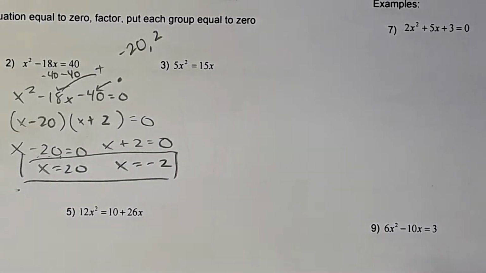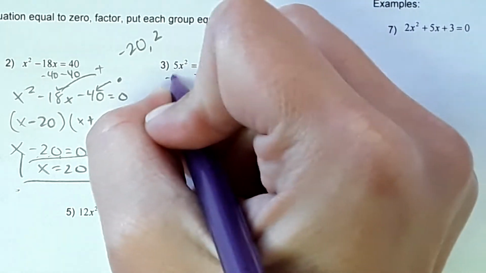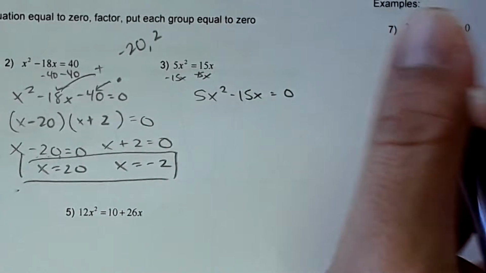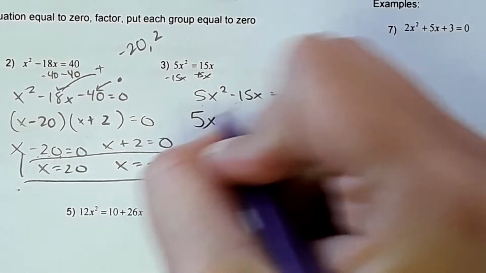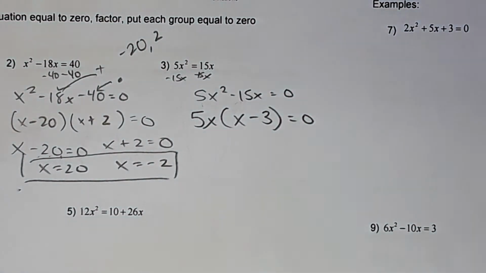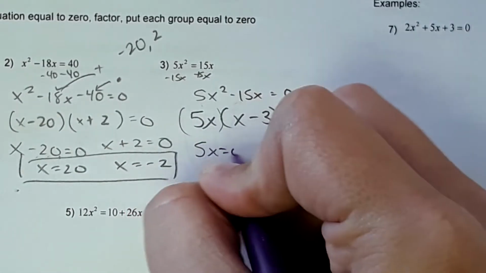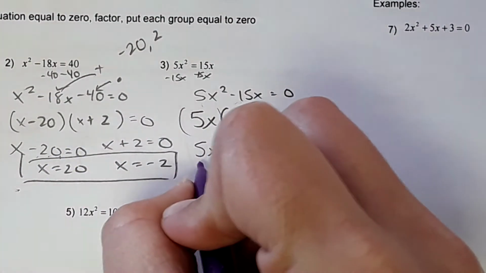Okay, so number 3, getting this equal to 0, we just put 15x on the other side. So 5x squared minus 15x equals 0. For this one, I notice I can pull a common factor out of both these terms. I can pull 5x out of both. So 5x, then you get x minus 3 equals 0. And now you can set each of these equal to 0. So pretend this has like parentheses on it. 5x equals 0, x minus 3 equals 0, and we solve for x.